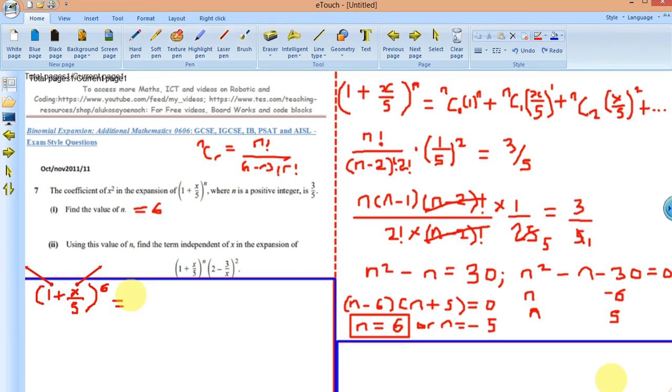So I have 6 combination 0, 1 raised to power 6, that will be 1, plus 6 combination 1, then 1 raised to power 5, then this will go to the power of 1, so that is x over 5. Then plus 6 combination 2, 1 raised to power 4, that is 1, then x over 5 raised to power of 2.